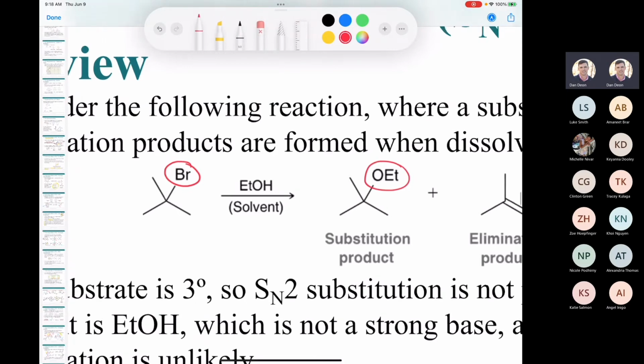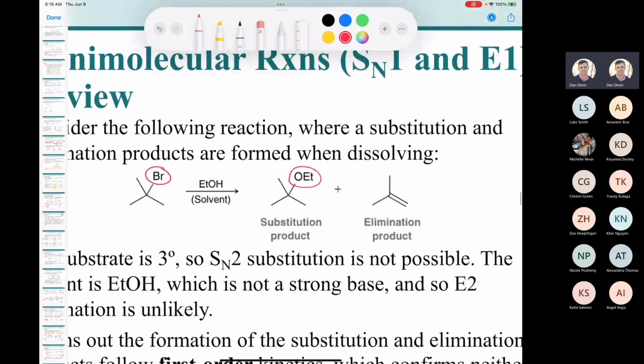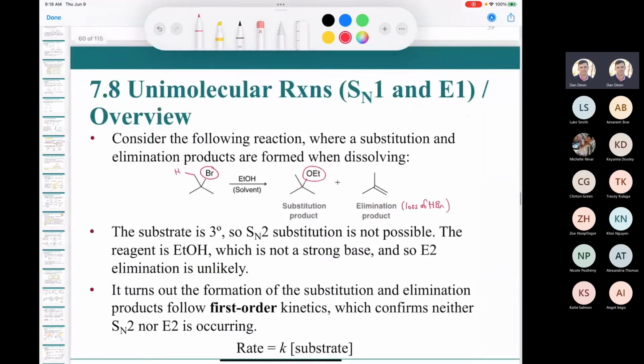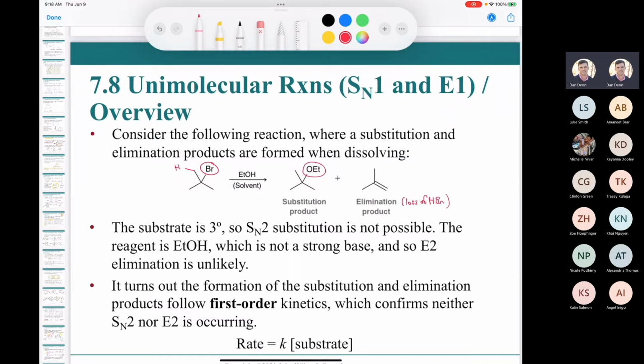And then elimination means you're losing something, right? If you lose a hydrogen and the bromine, you can end up forming an elimination product. So elimination means loss of HBr is essentially what you're losing, a hydrogen and a bromide. Anyhow, so we end up with a couple of products in this case. And you notice that this substrate is tertiary. This is a tertiary alkyl halide.